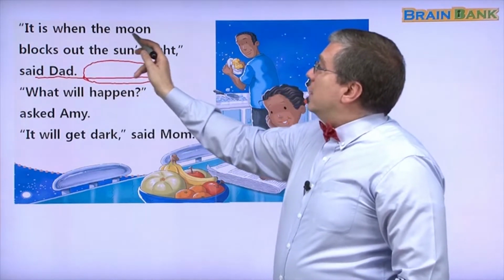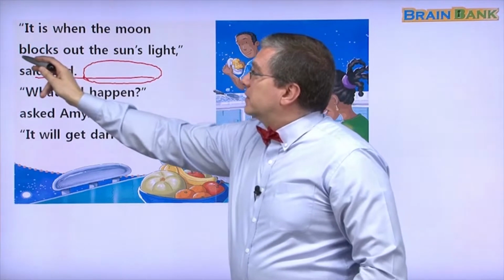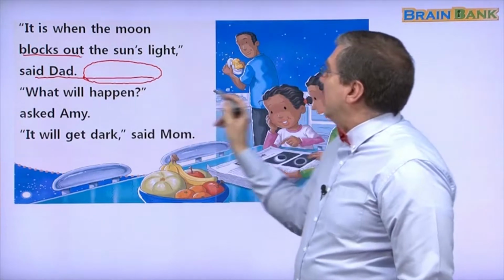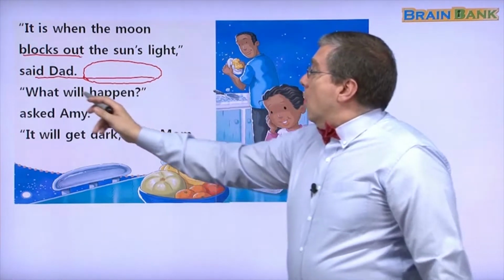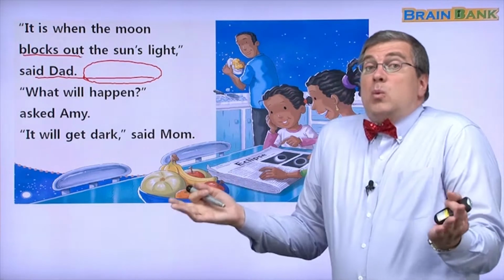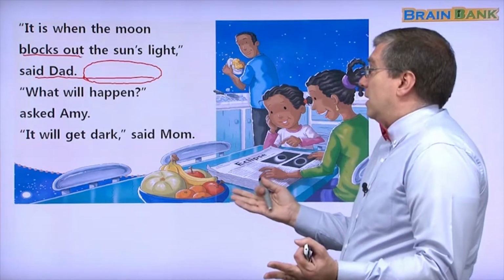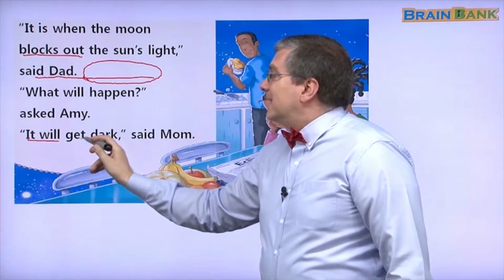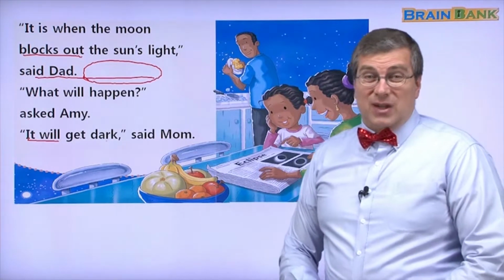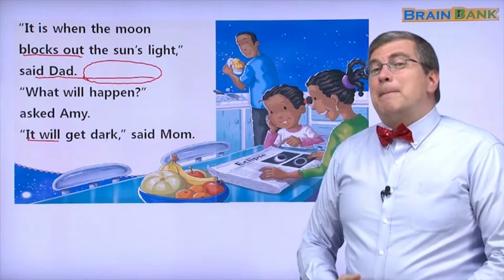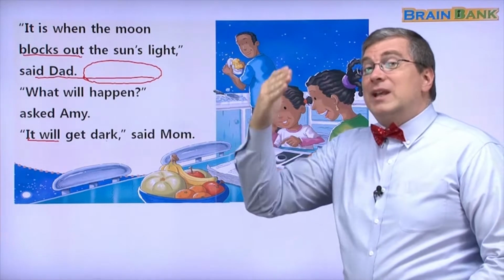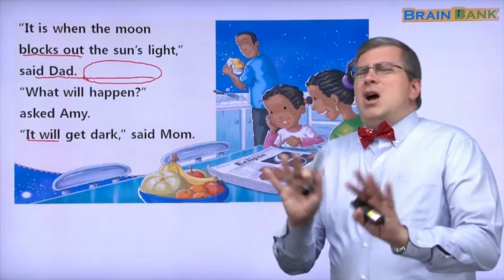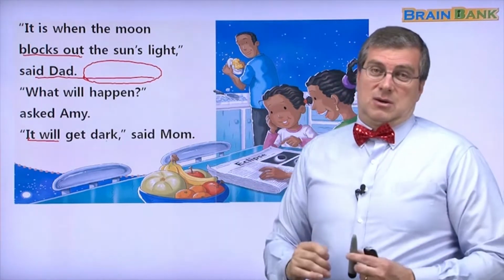It is when the moon blocks out the sun's light, said Dad. Here is Dad. What will happen, right? What will happen? Asked Amy. It will get dark. It will be like night. It will get dark. No light, said Mom. Not scary. Fun, right?